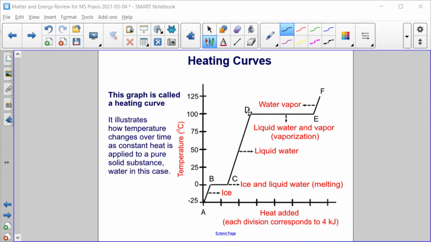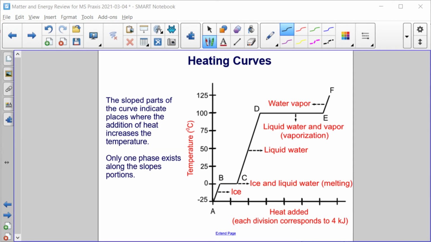Then what do we know happens to liquid water at 100 degrees Celsius? It vaporizes. So we have this long period of time where we're adding heat, but the temperature is staying at 100 degrees. What's happening there is the liquid is turning to vapor. We have that equilibrium between liquid and water vapor there. And then above E, between E and F, above 100 degrees, as we continue to add heat, the temperature of the water vapor increases.